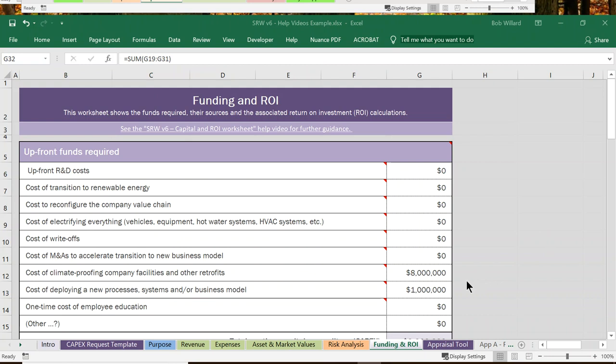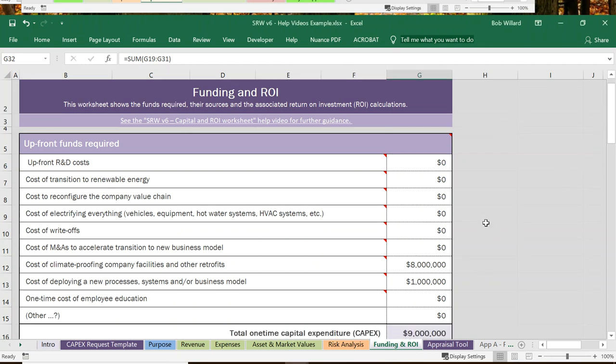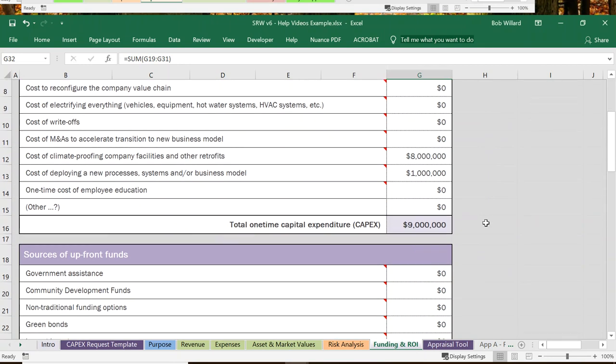And of course, as usual, we would check these numbers with the operations and the real estate people to make sure that they agree that those are reasonable estimates. And then we go down and take a look at the sources of funds.